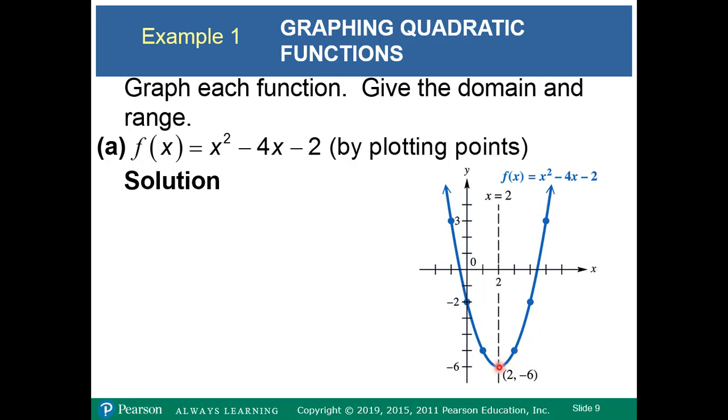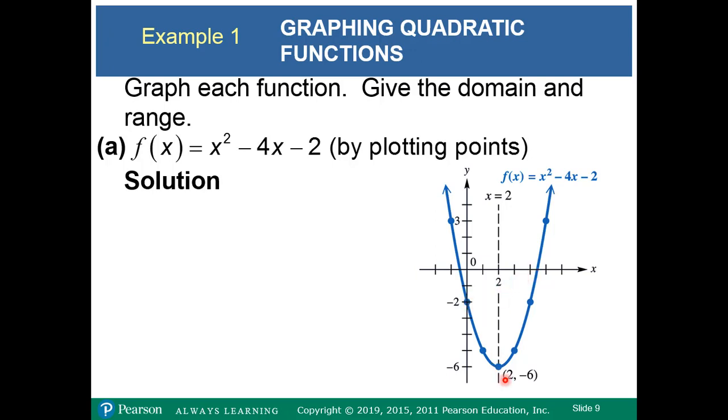So we find the axis, we just start plotting points like at negative 1, 0, 1, 2, 3, 4, and 5. So we plot these points and we get the basic shape of the parabola. Okay? And we see that the vertex is at (2, -6). And we also see that the y-intercept is at (0, -2).